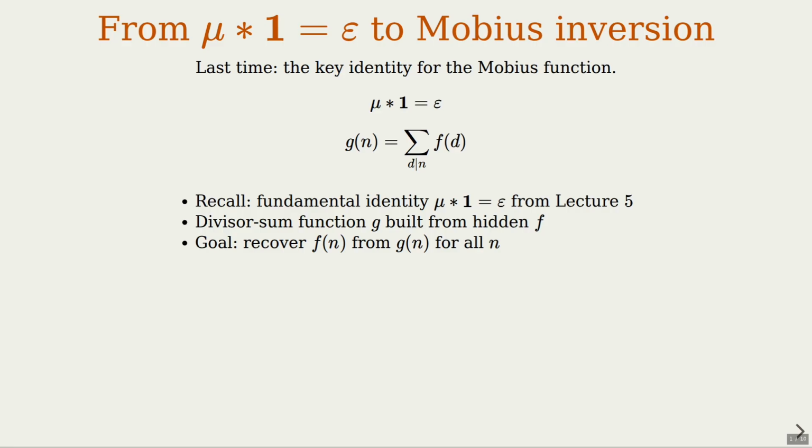Last time we proved that the convolution of mu with the constant 1 function gives the identity epsilon. That result told us that mu is the function that cancels out plain averaging over divisors. So today we are starting from a function g that is built as a divisor sum of some hidden function f, and we want to recover f from g for every n, right? Exactly. The equation defining g on this slide, where g of n is the sum of f of d over the divisors of n, is the central puzzle. Möbius inversion will give us a clean algebraic way to solve that puzzle for any such pair f and g.